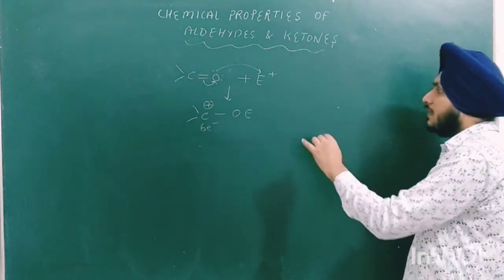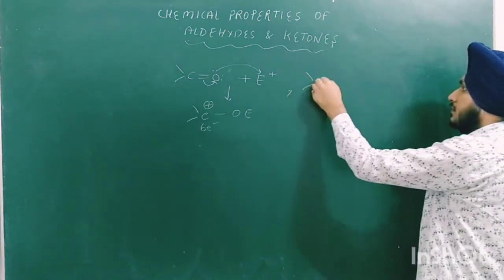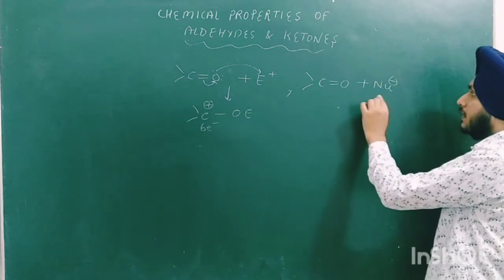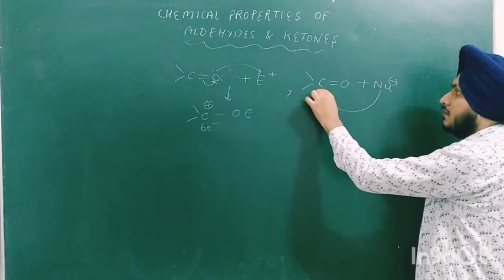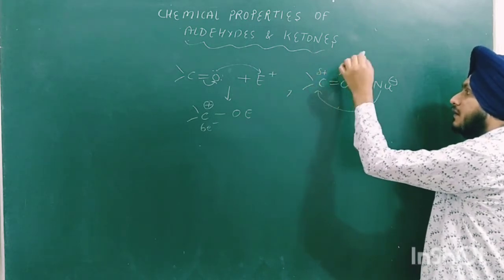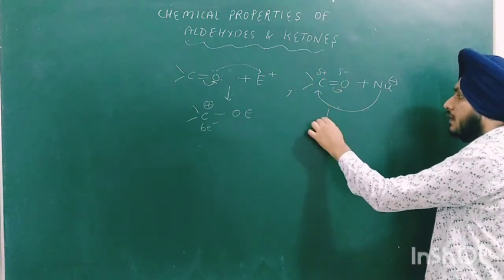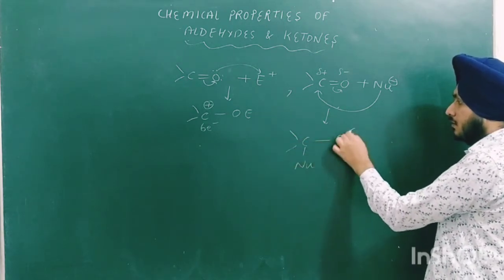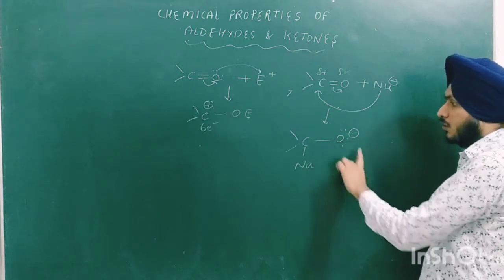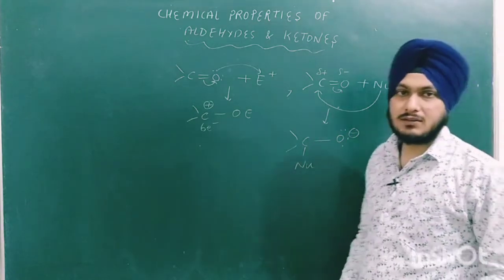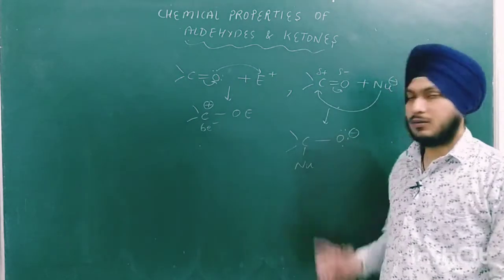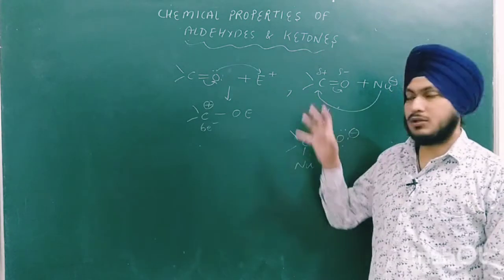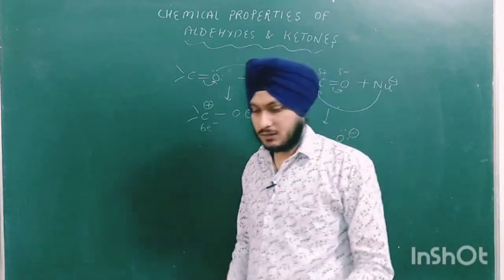But on the other hand, if we had a nucleophile, Nu negative, then this nucleophile will attack this carbon, because here we have partial positive, here we have partial negative. This bond will shift over here, and then we will get this product. Now in this product all three atoms have the complete octet. That is why nucleophilic addition reaction takes place, not electrophilic addition.